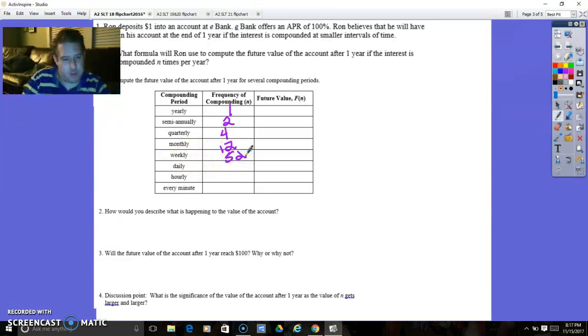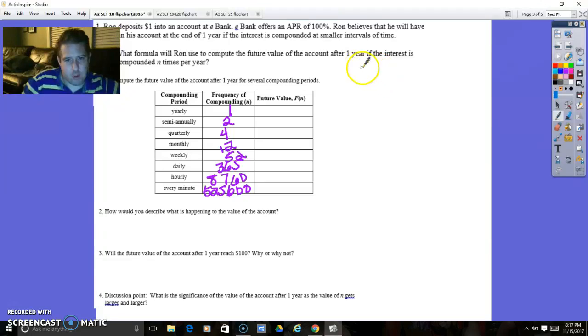Now this is where it's going to get a little bit difficult. Daily would be 365 times a year. Hourly, you've got to multiply 365 times 24 hours in a day. So that's 8,760 times a year. And if you do that every minute, times 60 again, because there's 60 minutes per hour. So that means there are 525,600 minutes in a year.